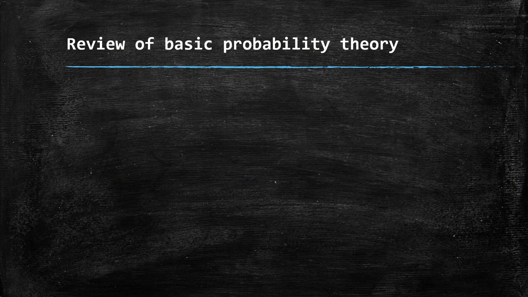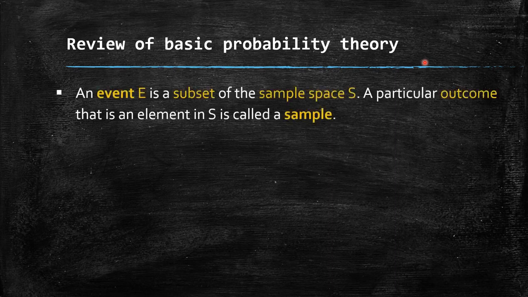Now students, let us revise the basic concepts of probability theory. Suppose we take up some random experiment, then the total possible outcomes of that random experiment are called the sample space, denoted by S. A particular outcome, that is an element in S, is called a sample. For example, while tossing a coin, two possible outcomes are there, head and tail. So the sample space S is the set consisting of H, T, and each head or tail is a sample in it.